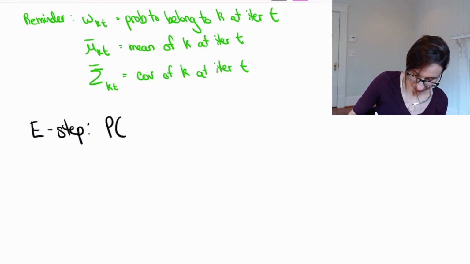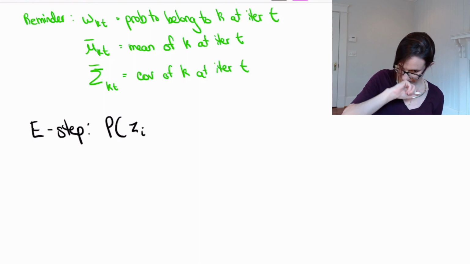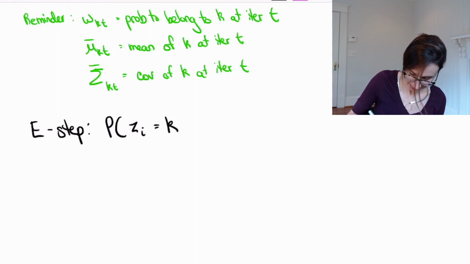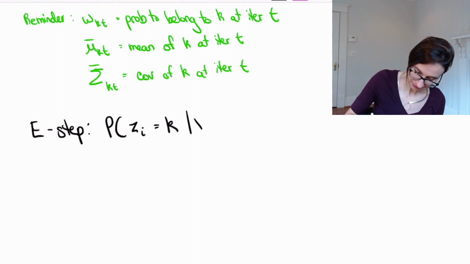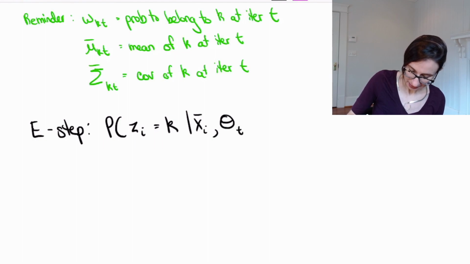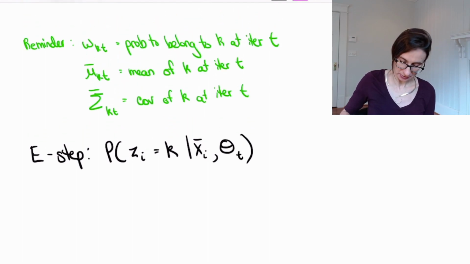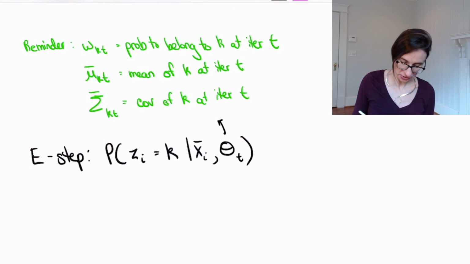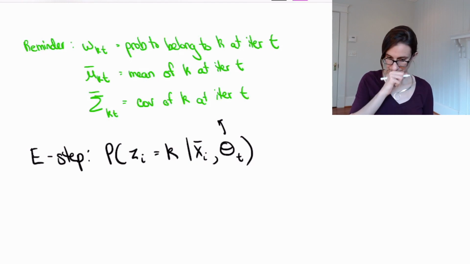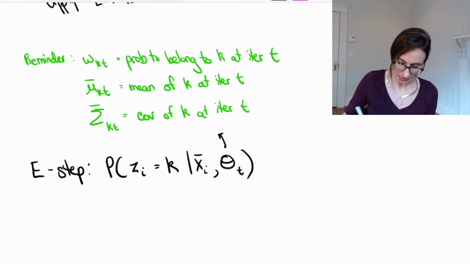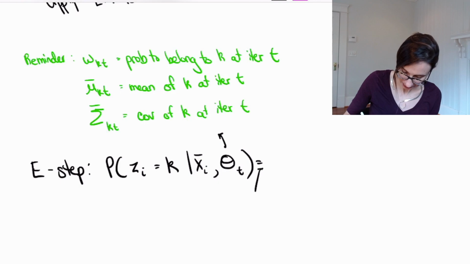The E step is to compute the probability that the cluster for i is k. We do it for a generic i and k, and we have to compute this for all i and k, given the current point and the values of the parameters. Theta is exactly this collection: it's W, mu, and sigma, the parameters at iteration t. We compute these probabilities using Bayes' rule.